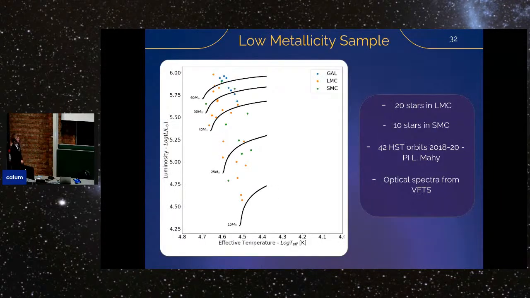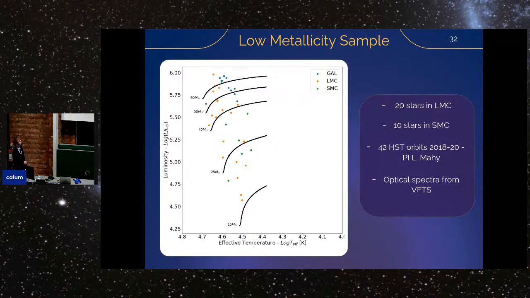So this is the sample we have, thanks to a survey with the Hubble Space Telescope led by Laurent. It's 42 orbits of Hubble to look at 20 stars in the LMC and 10 stars in the SMC. And here I'm plotting in blue the galactic sample I was just discussing. And you can see here that now the LMC and the SMC sample covers a much larger range in this temperature luminosity diagram. So we can really start to see if there are any trends in the mass loss rates that we're finding.